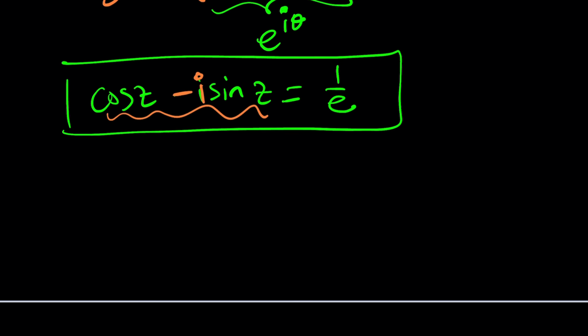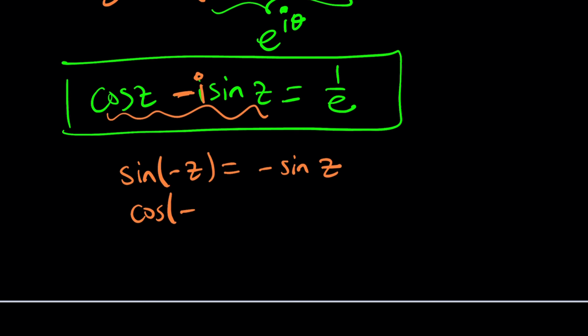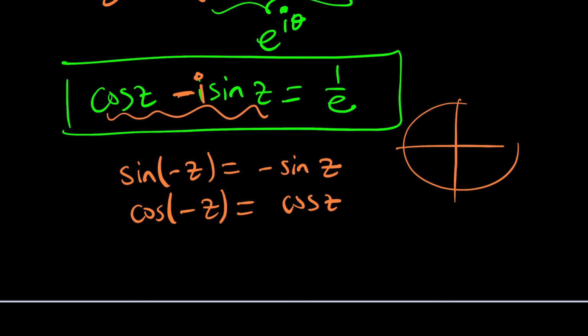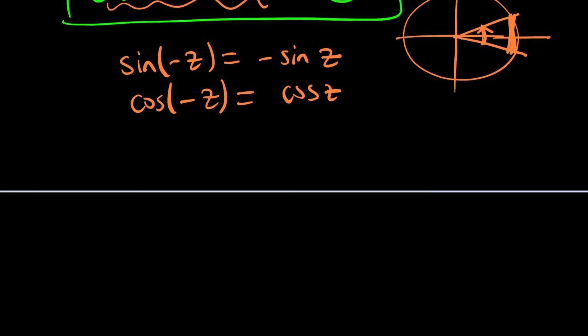Sine is an odd function. So sine of negative z is negative sine of z. Make sense? So we can replace negative sine of z with sine of negative z, but cosine of negative z is the same as cosine of z. Think about it. On the unit circle, you have two angles that are opposite or symmetrical with respect to the x-axis. Their cosines are equal. Great. So let's do this. Replace cosine z with cosine of negative z and negative sine z with sine of negative z.